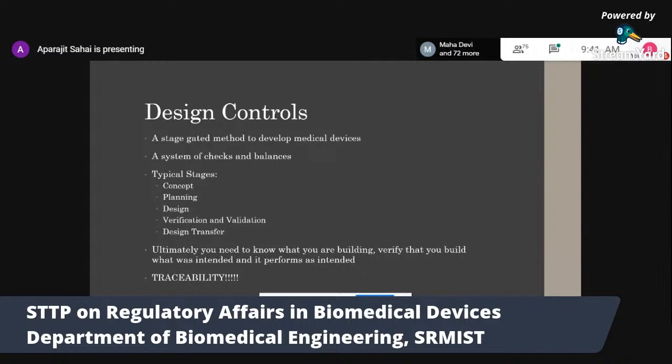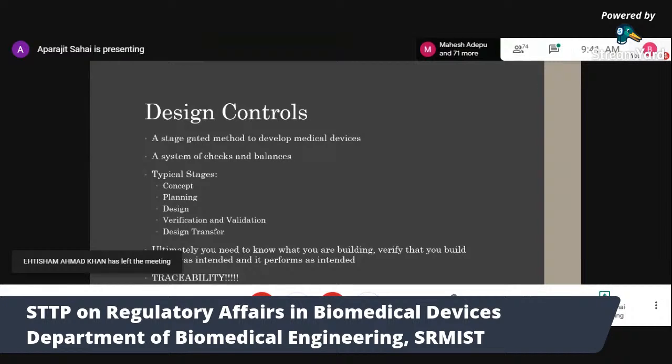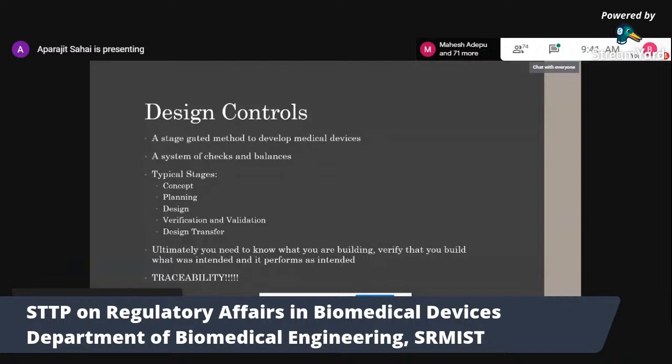Sorry, I just saw a question here. How to do a design file for previously developed devices? That is a very broad question. Essentially, what you would need to do is backfill all the documentation, and make sure that it will pass all the testing that it needs to pass. Yeah, that's all I can say here. You would have to backfill everything.